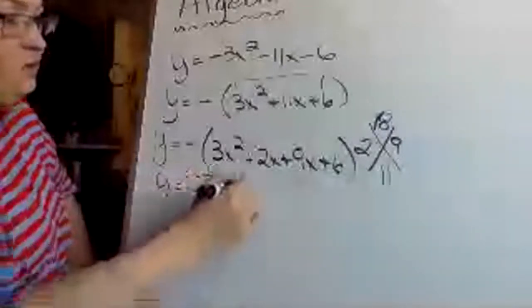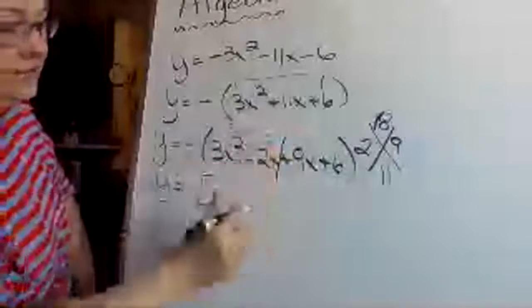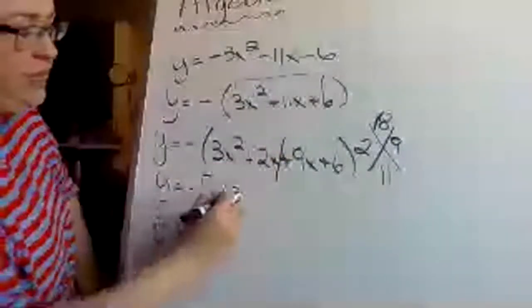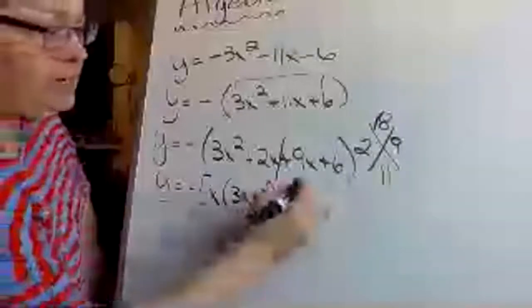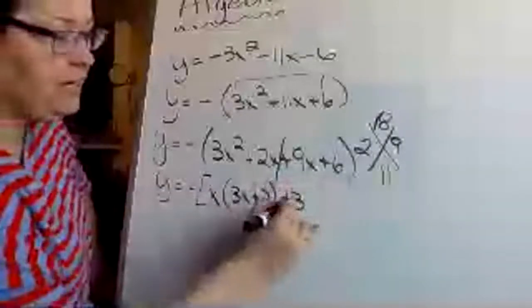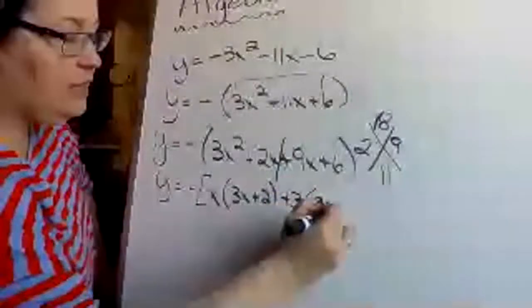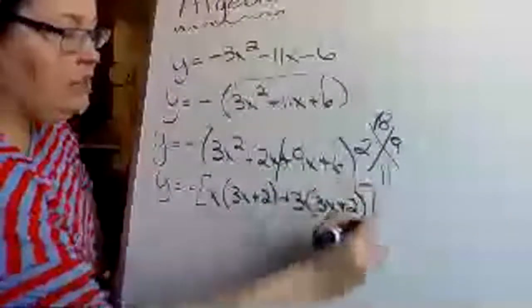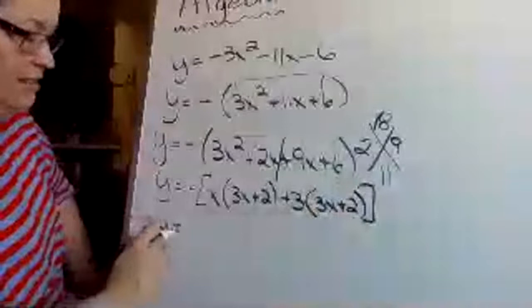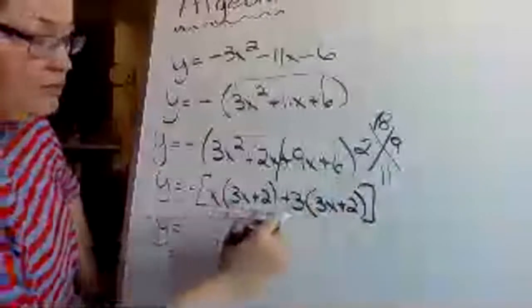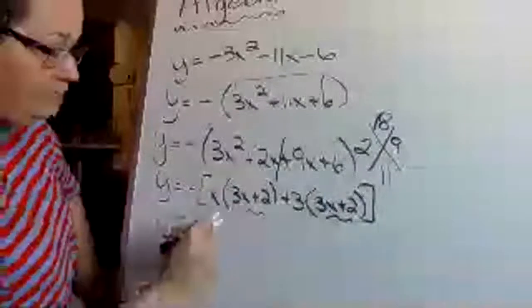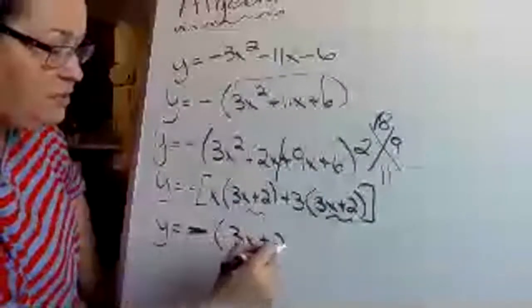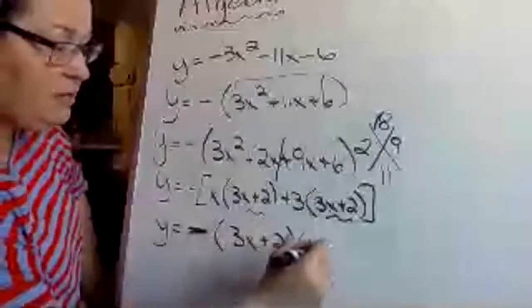Okay, so I'm going to take out an x from the first two, and I'm going to get 3x plus 2. Over here, they have a 3 in common, so I'm going to take out a 3. Are my two sets of parentheses exactly the same? They are. Make sure I have my negative out front, and I have a 3x plus 2, and I have an x plus 3.